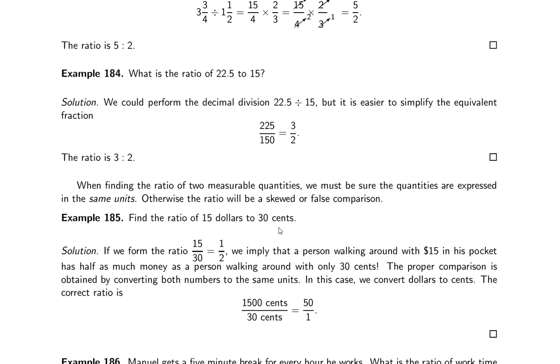Well, it's a good idea to write them both in the same units. So $1 is 100 cents, and we have $15, so that's 1,500 cents. We need the same units to be able to compare these properly. So it's really 1,500 over 30, and there's a common factor 30. So divide top and bottom by 30, you get 50 over 1.